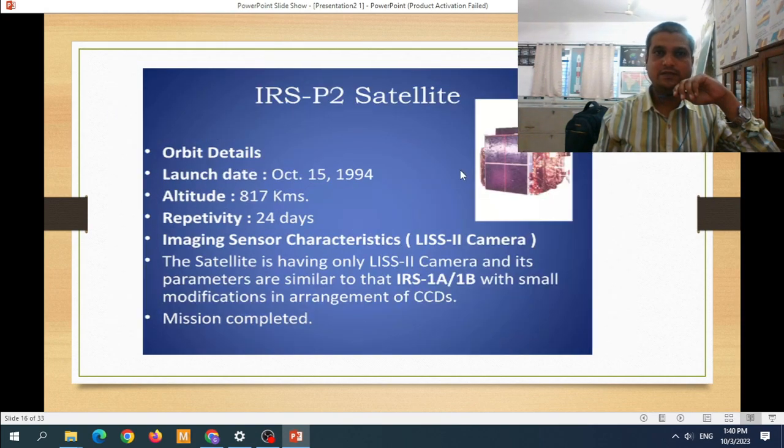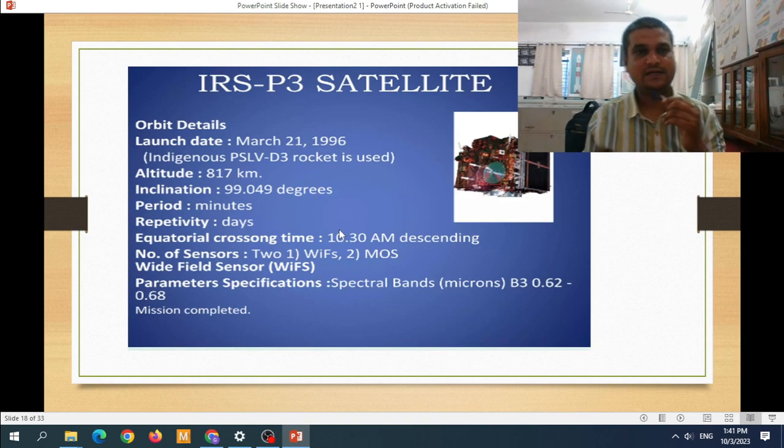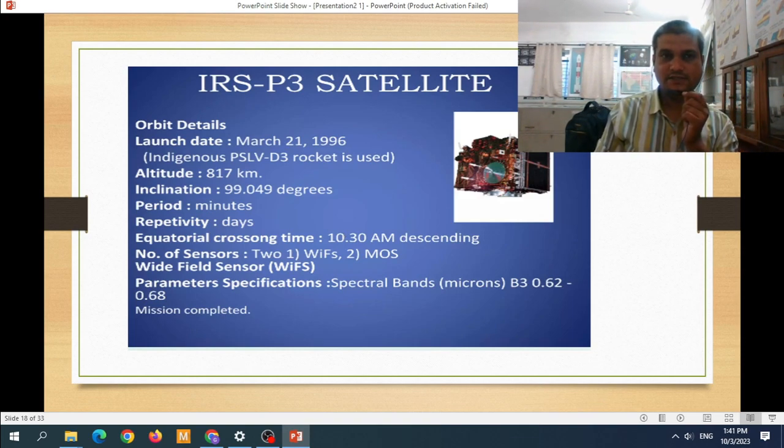Then next IRS 1C satellite, with altitude 817 km and repeat cycle of 24 days. Here the number of sensors increases to 3: that is one PAN, then LISS-3, WiFS, then the panchromatic camera, and mission completed. Then IRS P3 satellite, launch date March 21, 1996, with altitude 817 km, inclination 99 degrees, period in minutes, repeated every day, and the number of sensors is 2: WiFS and MOS, that is the Modular Optoelectronic Scanner, with spectral band 0.62 to 0.68.